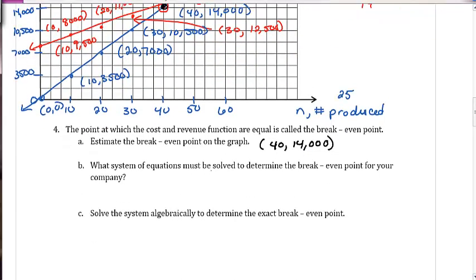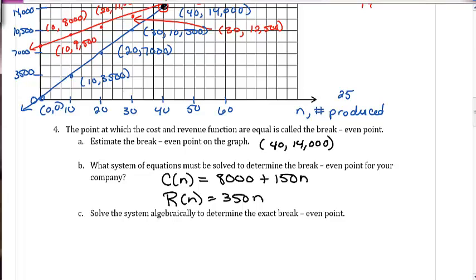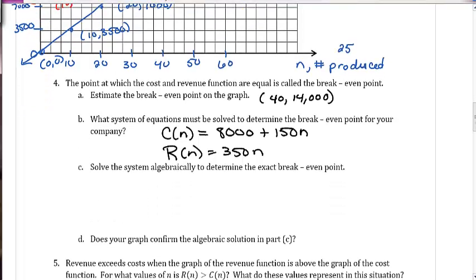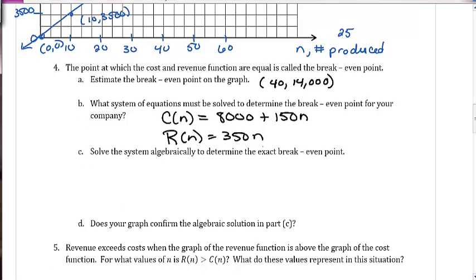What system of equations must be solved to determine the break-even point for your company? And the system of equations is C(n) = 8,000 + 150n, and R(n) = 350n. Okay, so it's the two functions that we had for cost and revenue, because they're going to break even when the costs and the revenue are the same. So now we're going to solve this algebraically, and so we break even when the cost and the revenue are equal.